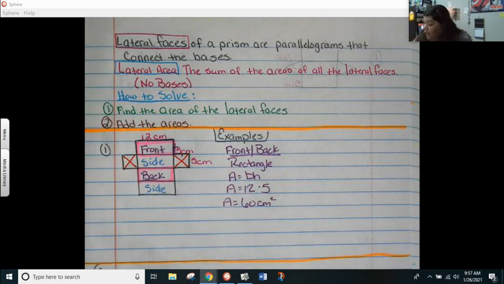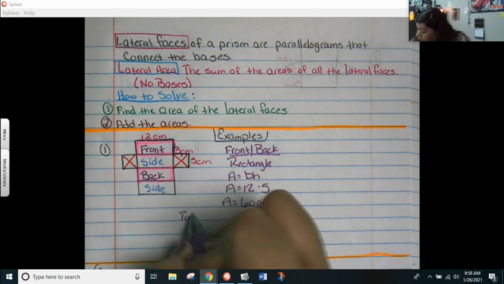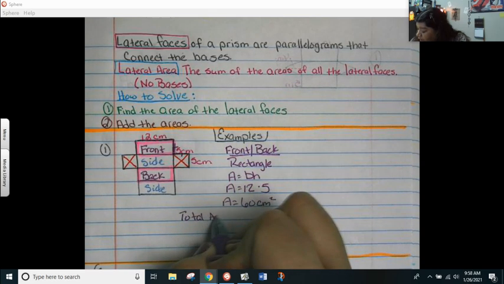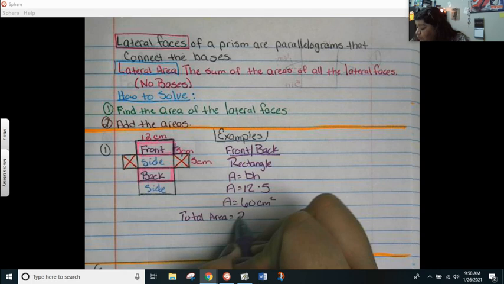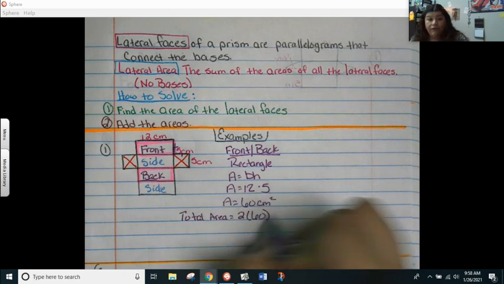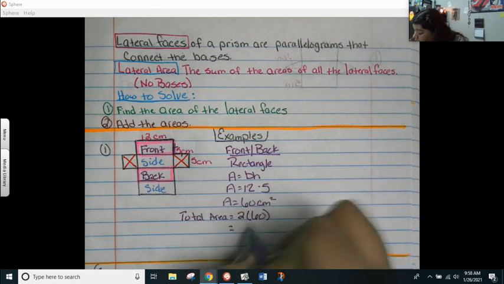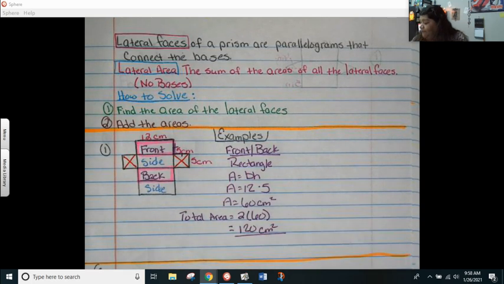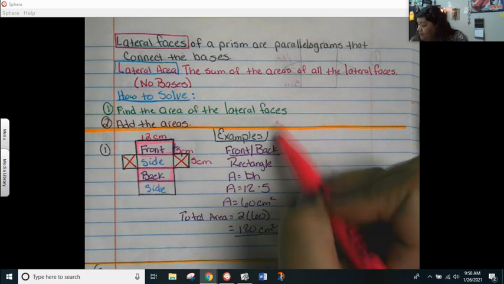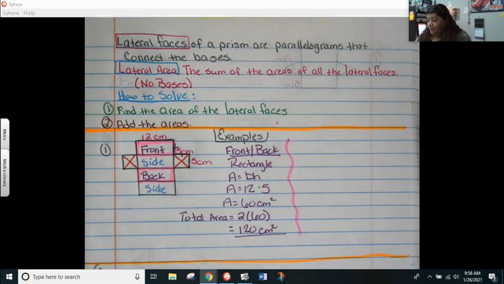Sorry about that. We have a front and a back. So to find the total area, we're going to do 2 times 60 because I have a front and a back. So that's 2 sides. And so this is going to give me 120 centimeters squared. Okay? So this part is done. Now let's go to the other ones. Okay?